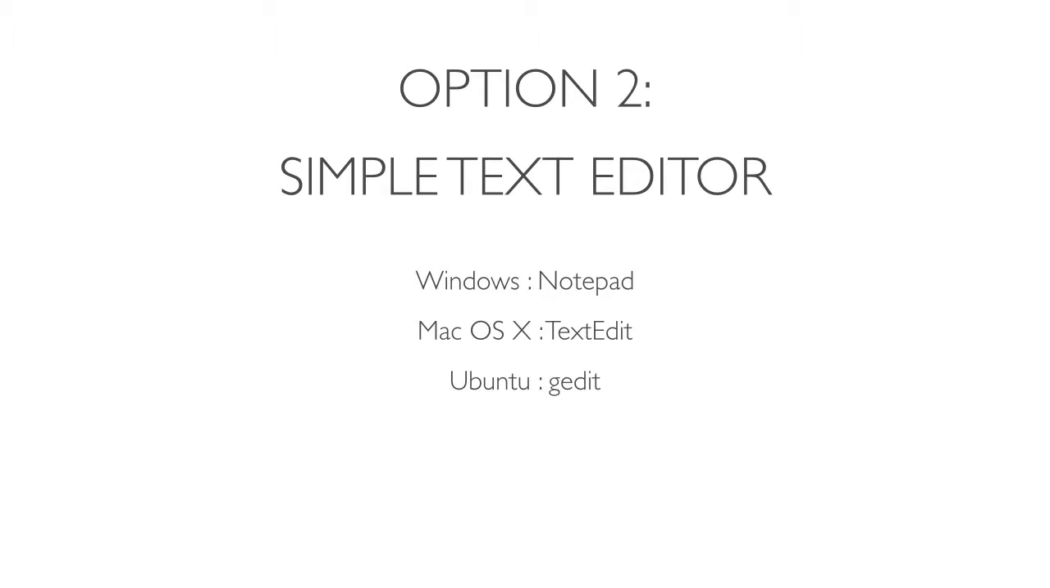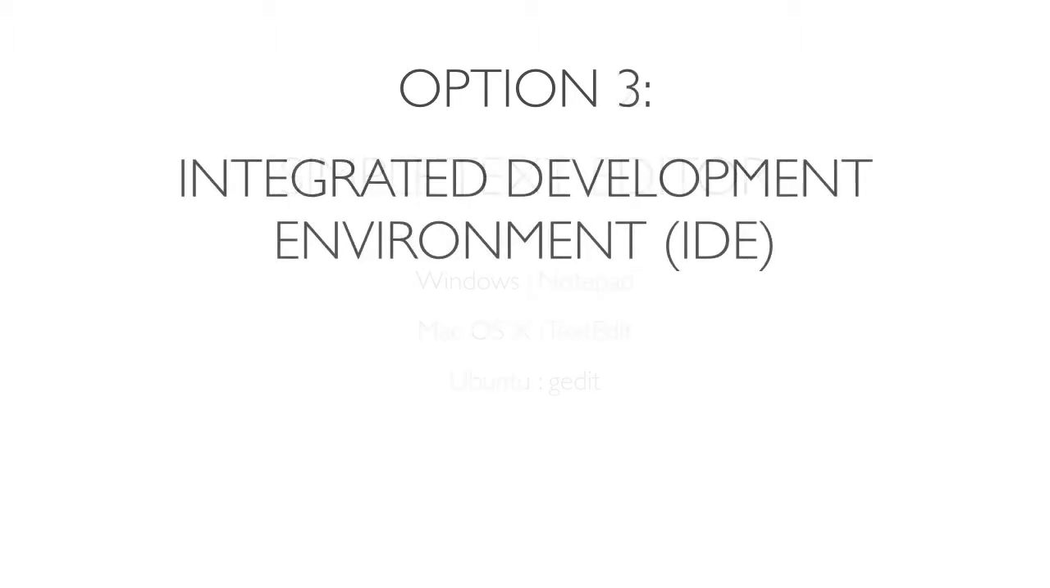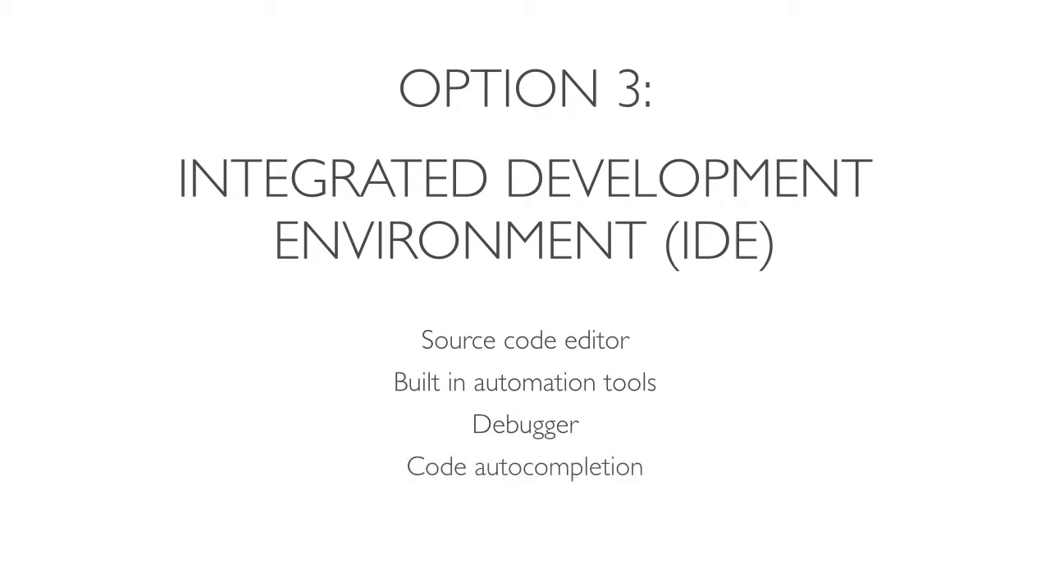But the most common and easiest way to program in any language is to use its dedicated Integrated Development Environment, IDE in short. IDE comes with a bunch of very useful tools such as source code editor, built-in automation tools, debugger to quickly identify any errors in our code, code auto-completion, and you will see this being used a lot during this course, and many more.